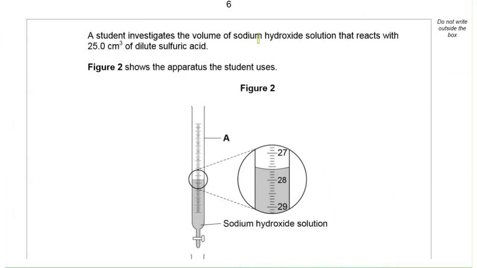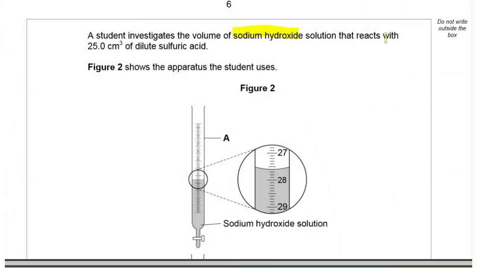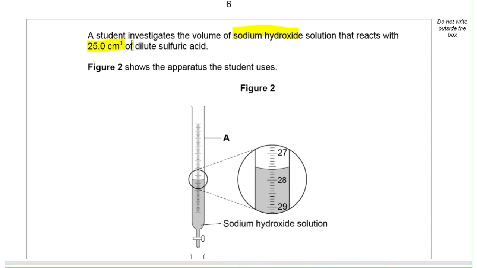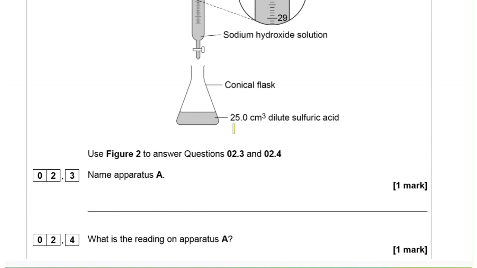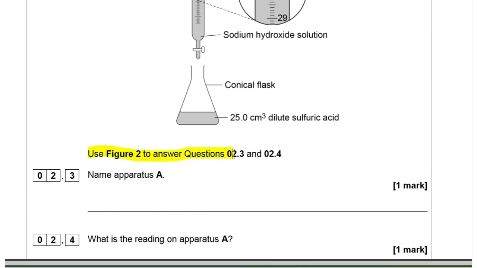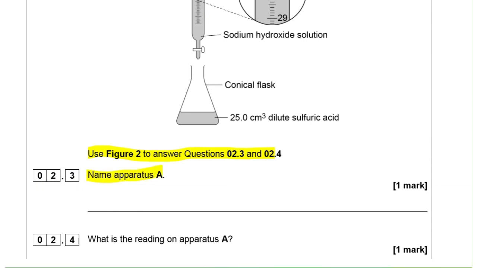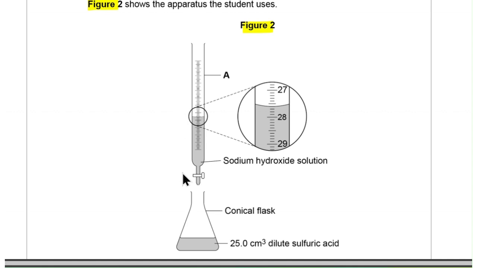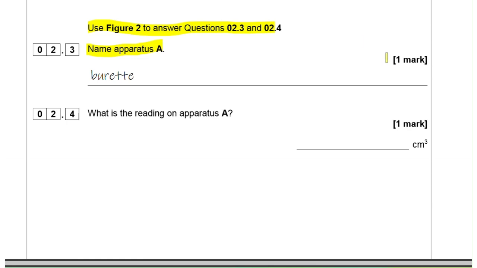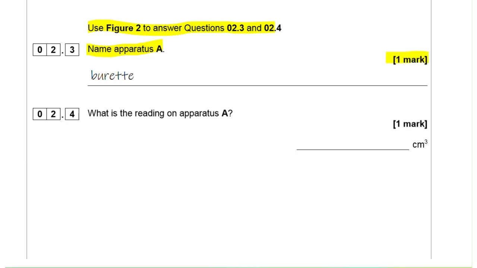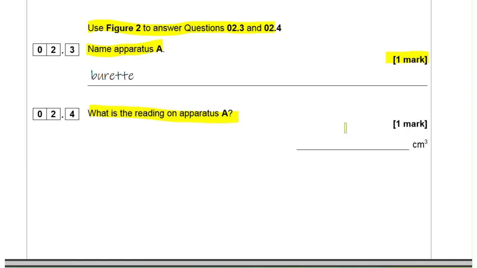So, over the page, a student investigates the volume of sodium hydroxide solution that reacts with 25.0 cm cubed of dilute sulfuric acid. Figure 2 shows the apparatus the student uses. You can see figure 2 there, there's all the different bits which we'll come back to later. Use figure 2 to answer questions 2.3 and 2.4. Question 2.3. Name apparatus A. So let's go and have a look at it. And you will remember the name of this piece of kit is a burette.